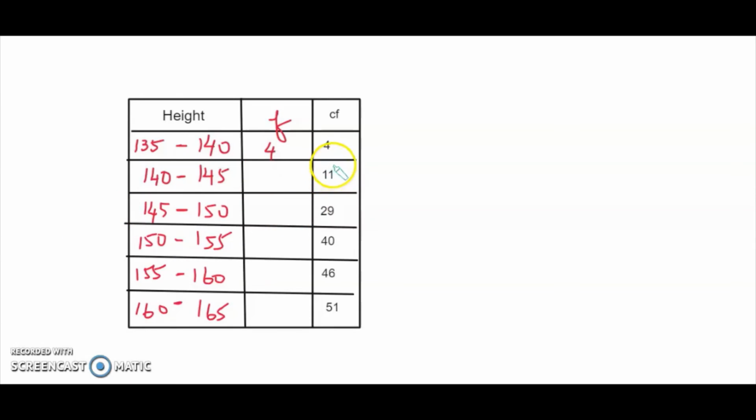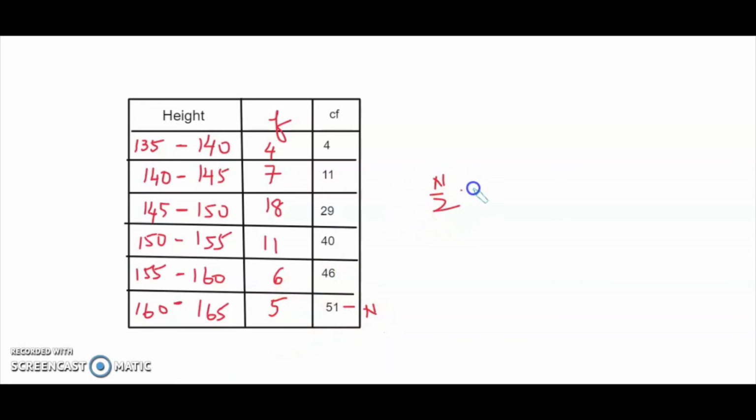11, 4. 11 minus 4, 7. 29 minus 11 is 18. 40 minus 29 is 11. 46 minus 40, 6. 51 minus 46, 5. Right? Now this is our n.